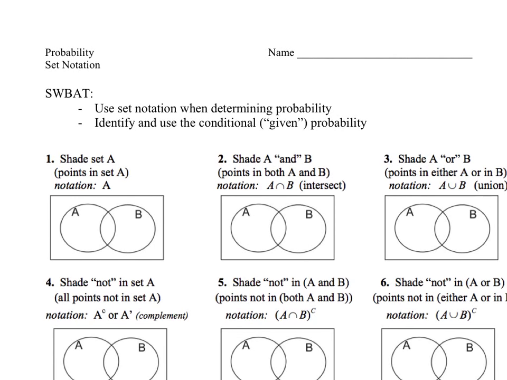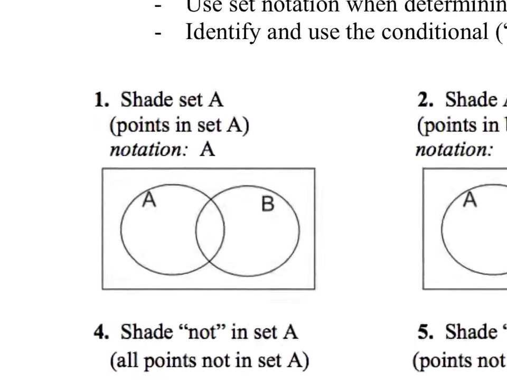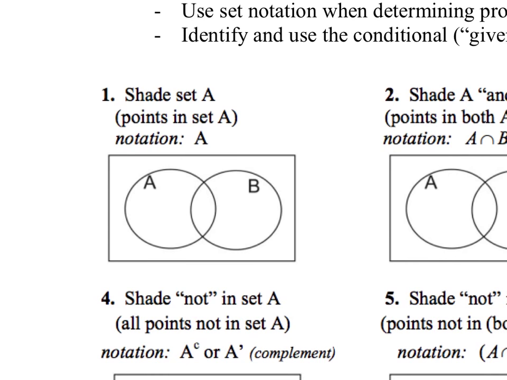All right, today we are learning about set notation and how to use the symbols of set notation when we're doing probability. We'll also use the conditional, or "given," probability, which we have talked about a little, but it's nice to have it set up. So we're just talking about general notation and Venn diagrams. Now we've done enough of those that this shouldn't be too bad.